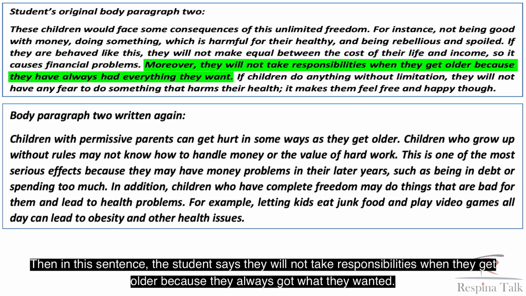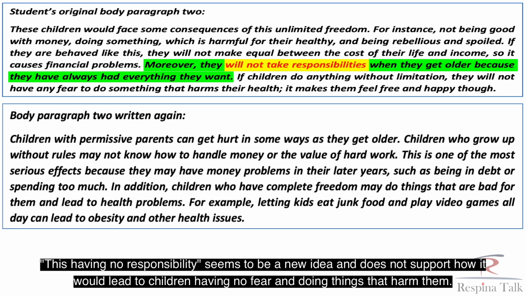Then in this sentence, the student says they will not take responsibilities when they get older because they always got what they wanted. This having no responsibility seems to be a new idea and does not support how it would lead to children having no fear and doing things that harm them.